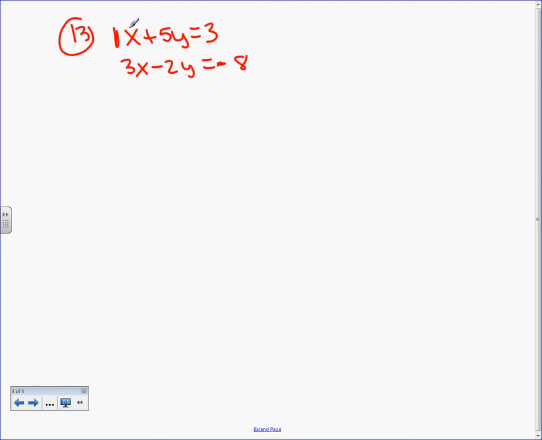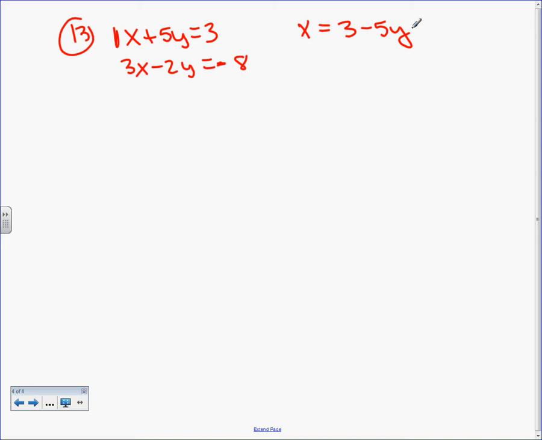How quick is it going to be to get x alone? What's the only thing I have to do? Subtract the 5y, right? If I try to get any of the other ones alone, it would be a little bit harder and we'd probably end up with fractions, which most people try to avoid, right? So I'm going to get x alone. So I end up with x equals 3 minus 5y. Is everybody comfortable with that on the top one?